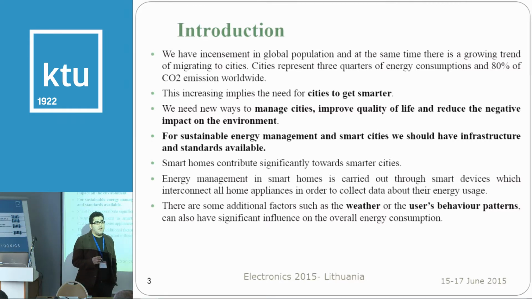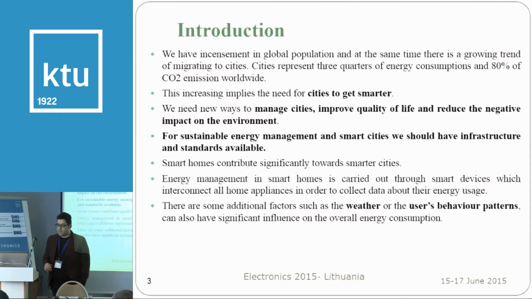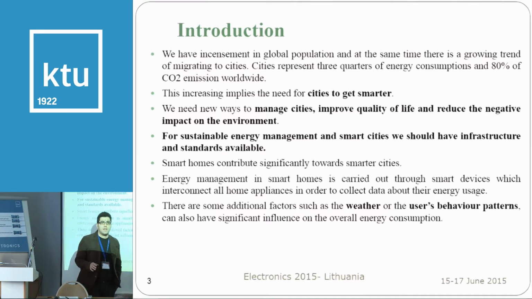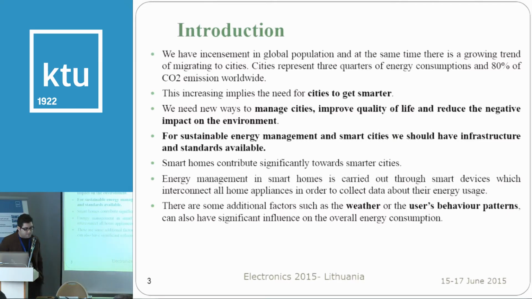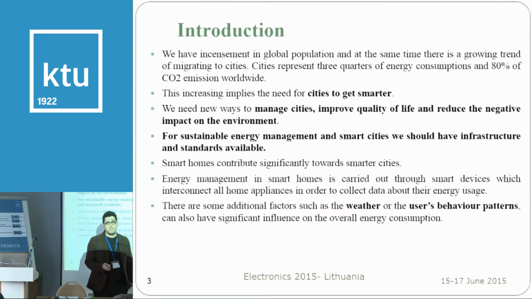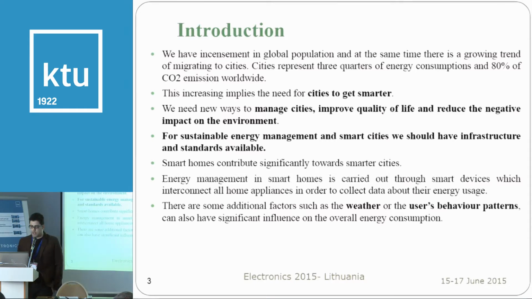One approach can be moving to smart cities, in terms of managing the cities, improving quality of life, and also reducing carbon emission, which helps us in the development of a sustainable environment. For sustainable energy management and smart cities, of course, we must have standards and architecture available. So how can we have smart cities now? One way is to start with smart homes. To have smart homes, one way is to start having sensors: for every appliance using energy, we consider a sensor, interconnect all the sensors together, and try to measure the energy. And of course, there are some external parameters like weather or user behavior patterns, which may affect the power consumption.